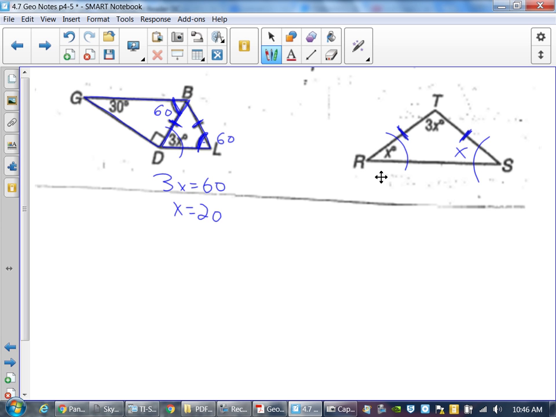Now, how many degrees are on the inside of a triangle? 180. Good. So you have 3x, x, and an x. It's 180. What's 3 plus 1 plus 1? Very good. I was gonna say 4, but it wasn't 4.